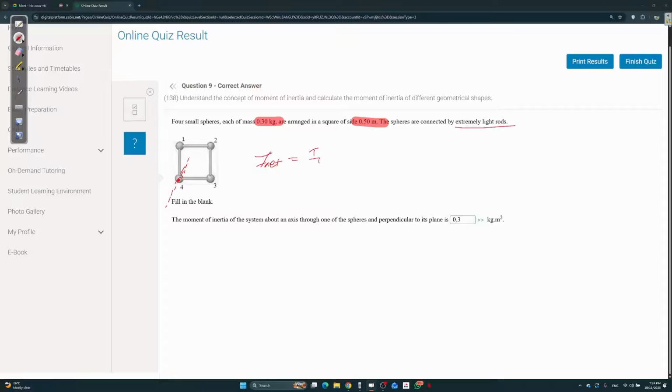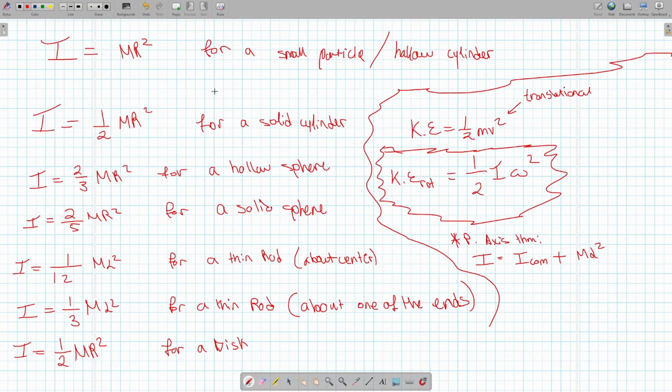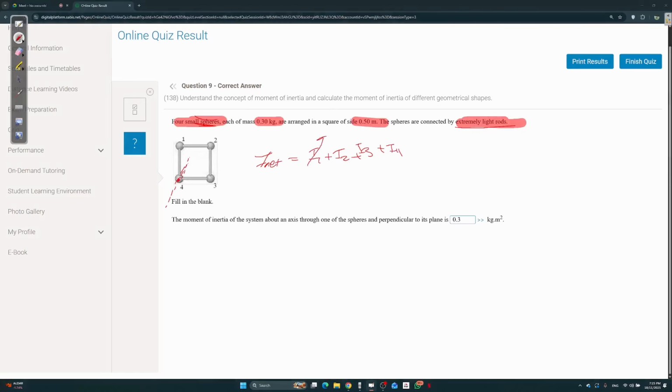So how do you find I net? It's equal to I1 plus I2 plus I3 plus I4, right? Very easy. Now, these are small spheres, so most people will use 2/5 mr squared. This is the mistake where most people mess up. This is wrong because they're saying very small spheres, and the rods are extremely light. When you have a very small sphere, like I told you, for a small particle, you simply just use mr squared. Now, I4 is 0 because we took I4 as the axis.